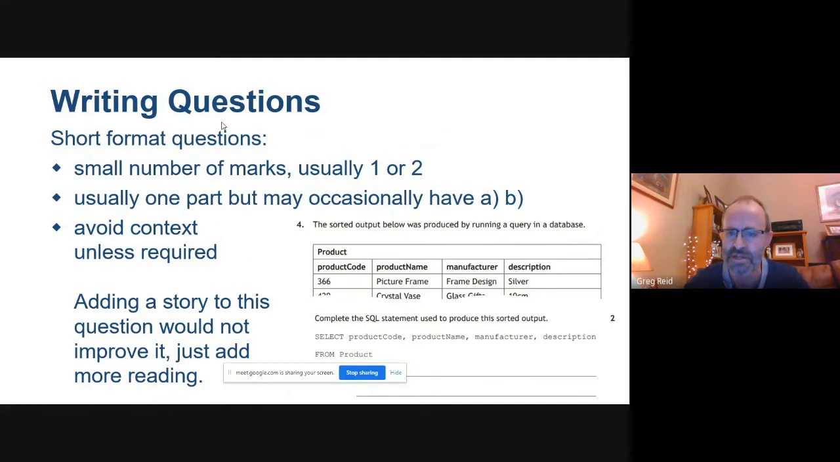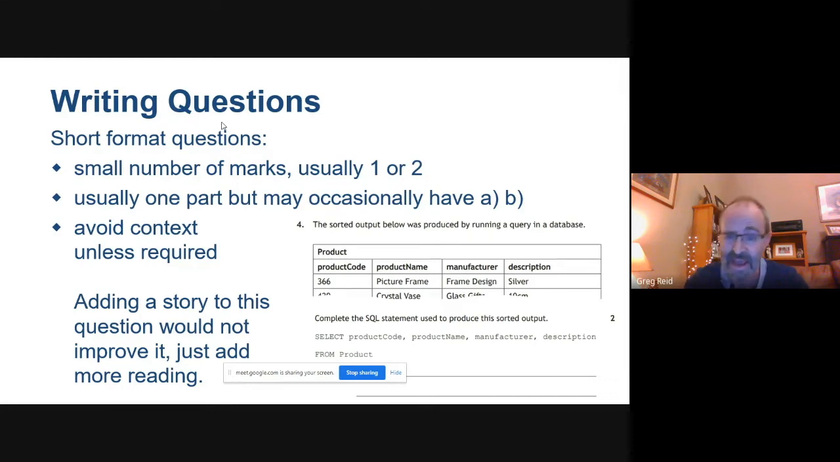If you look at the question on the right, you've got a database table there. The question is really saying, here's part of a select statement, identify the double sort at the end. Now, adding a wee story around that about picture frames and crystal vases, an antique shop that's got a database, and here's the table they're using to store the data. Knowing all that doesn't change that question at all.